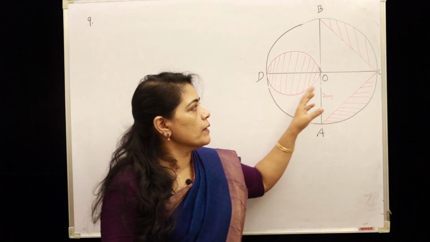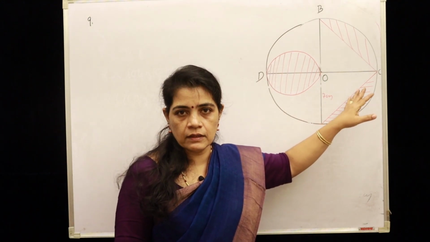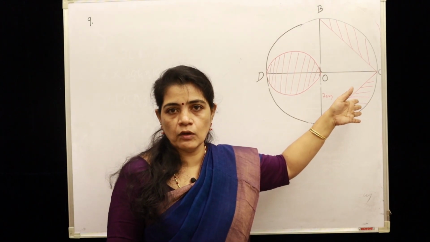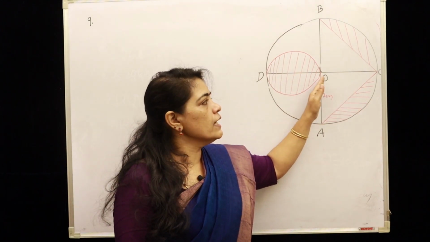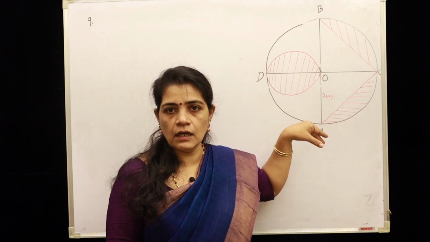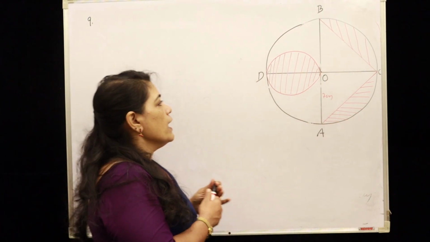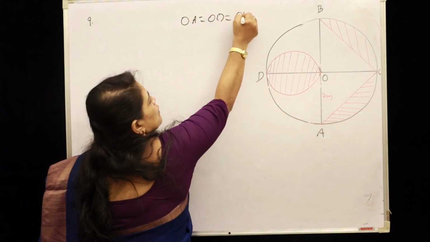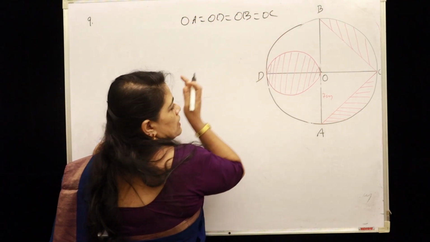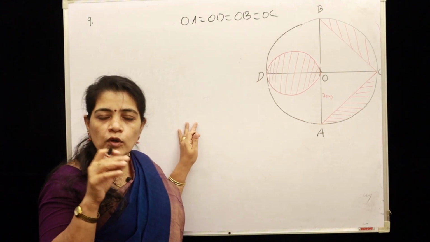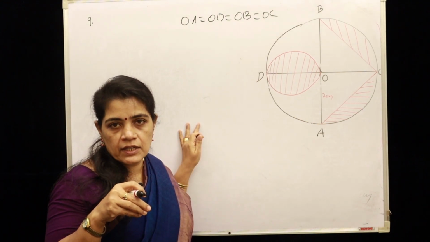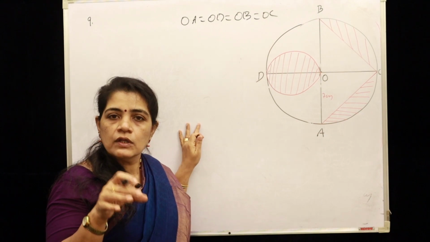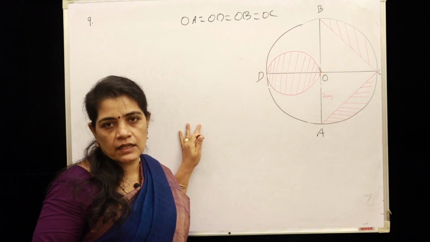Okay, since the diameters are perpendicular bisectors to each other, and OD is the diameter of the smaller circle, that means OA equals OD equals OB equals OC. So I am going to add all these three shaded regions. The sum will give you the total area of the shaded region, right?